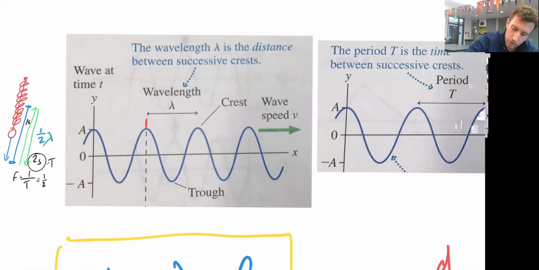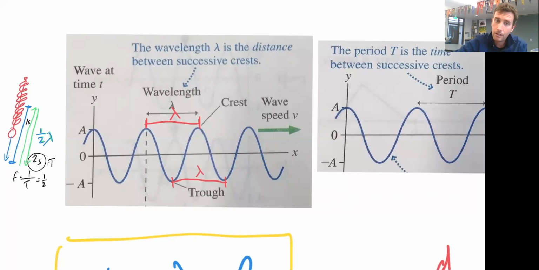The distance between two crests, point to point, is the wavelength. The wavelength is crest to crest, or you could also measure it trough to trough. Trough is the low point. That is also a wavelength. Or I could go from going up at the origin to going up the next time at the origin. That is also one wavelength, right?